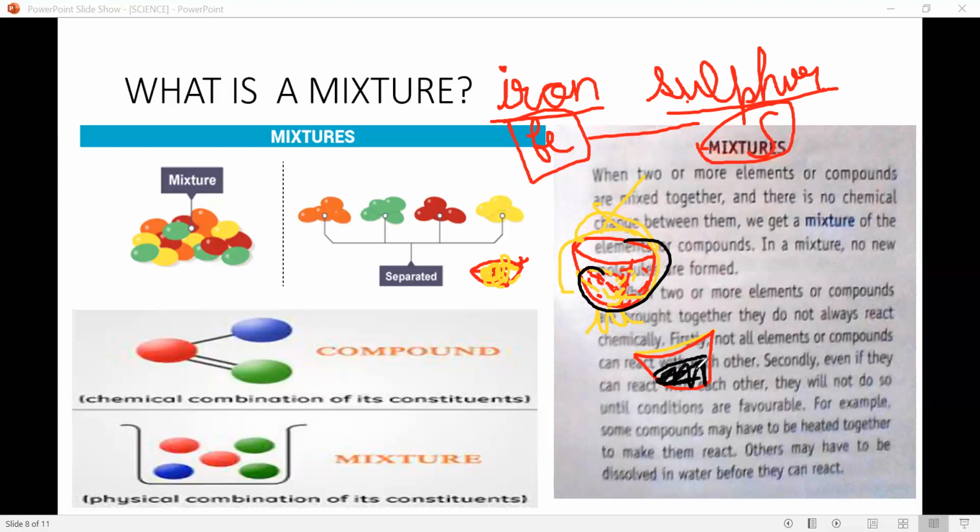So what has happened over here is that when the suitable circumstances, the favorable conditions, are there with those elements or compounds, they combine to form a compound. And when the things are not favorable, they just form a mixture, meaning they just mix together only. They do not form an element or a compound.